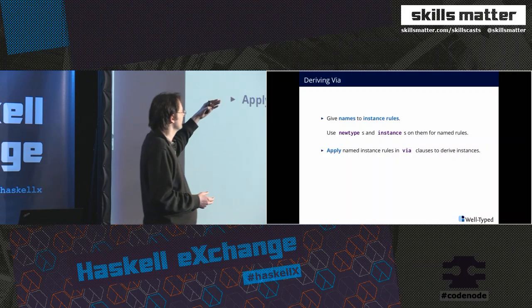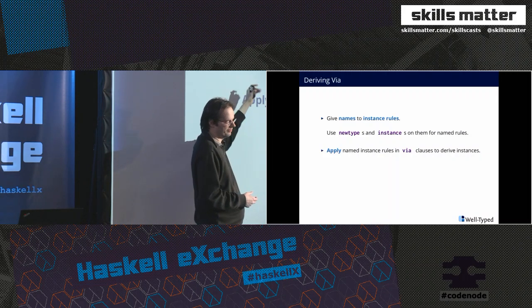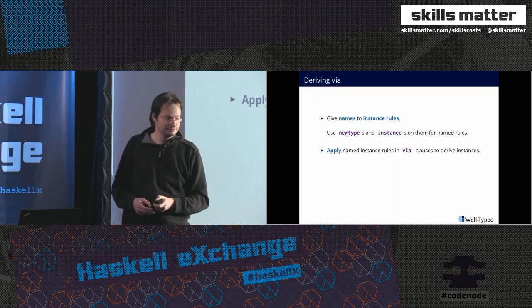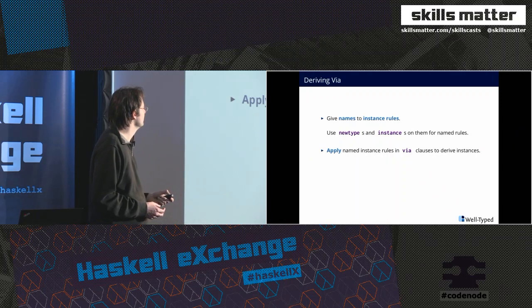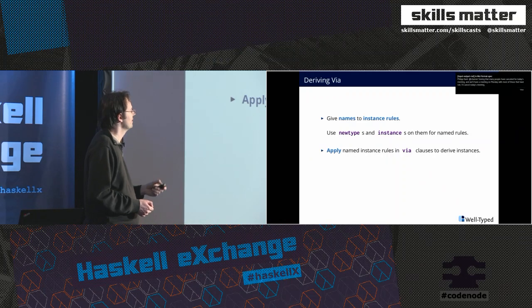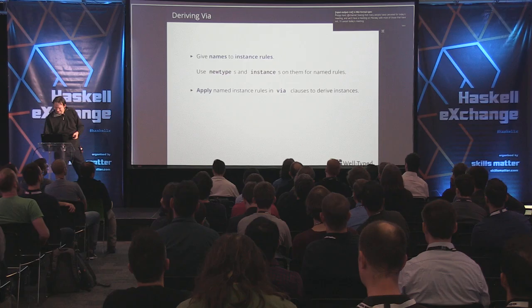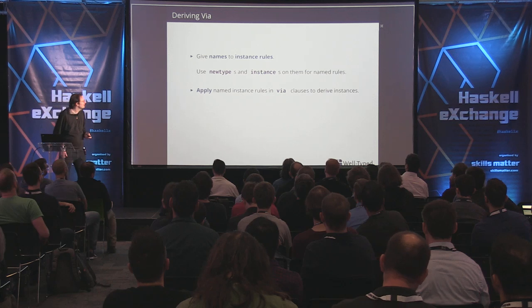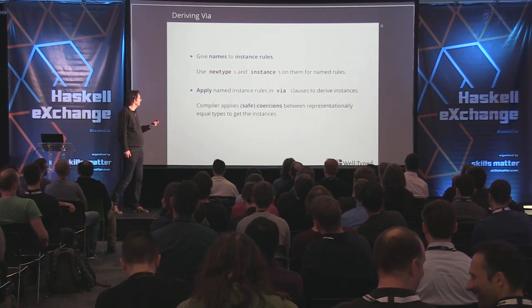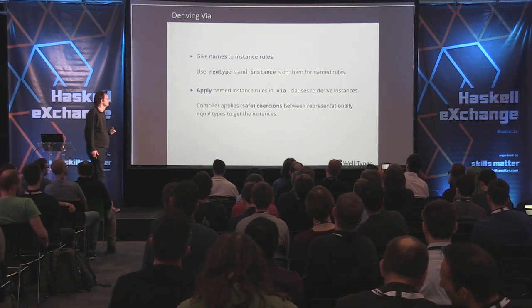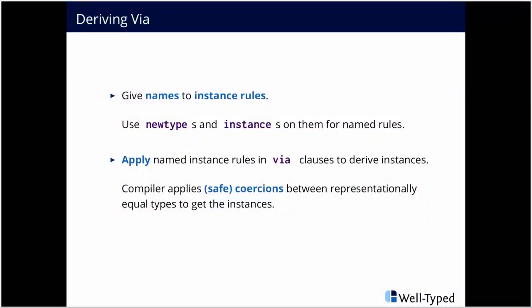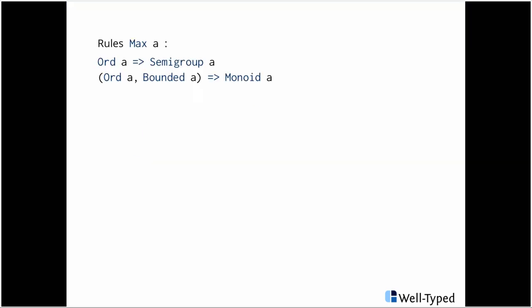Right? That is something that you or a library author have to do. Right? And then in order to invoke them, you just write down these via clauses. And then the compiler applies safe coercions between representationally equal types to get the instances. Okay, so that is another feature that is already in the compiler that is reused. Okay, so let's look at this in a little bit more detail.